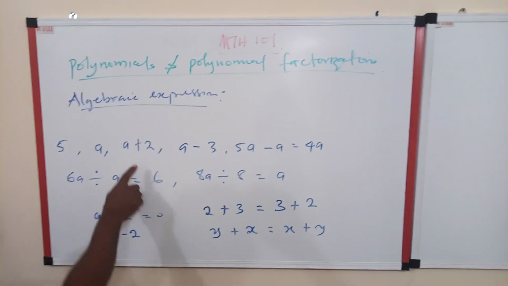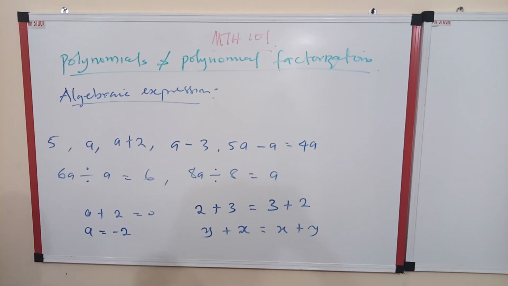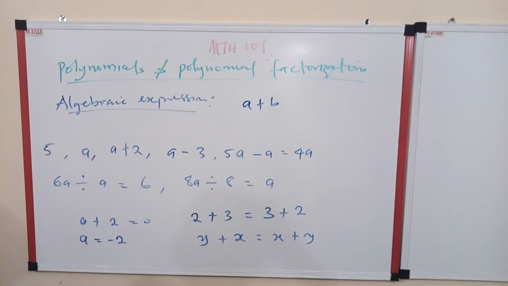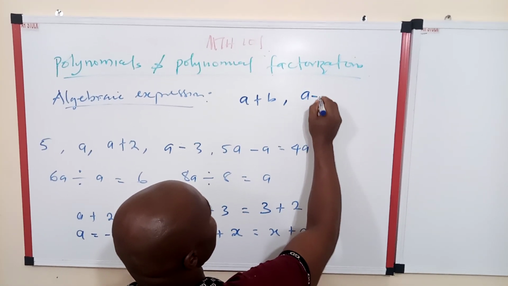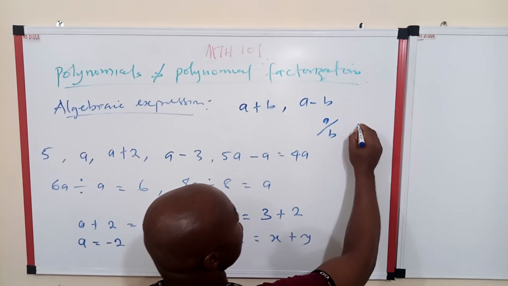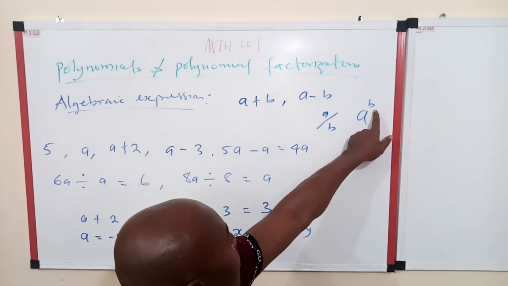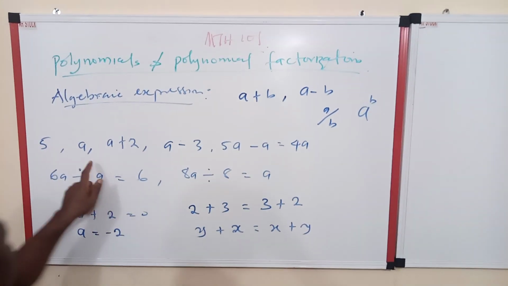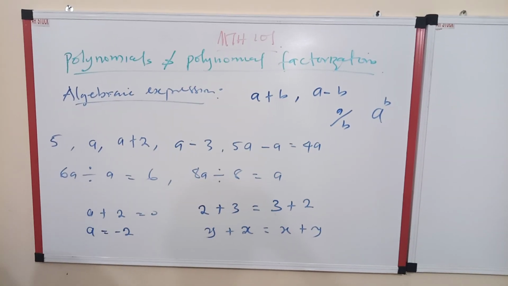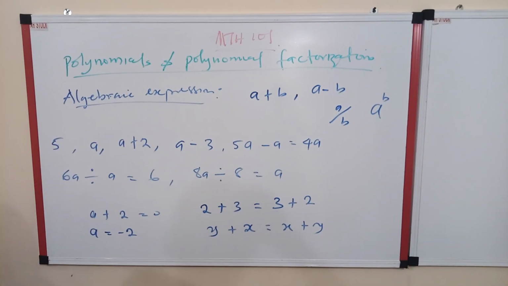Now, sometimes we can also have a case where we have multiple alphabets, such as, say, A plus B. This is also an algebraic expression. We can also have A minus B. This is also an algebraic expression. We can also have A divided by B, and A raised to power B. All these are algebraic expressions, where the power can also be greater than 1. In all these that we have considered, the powers are just 1, but I am saying that the power of the alphabet can also be greater than 1. So all these that we have presented here are examples of algebraic expressions.